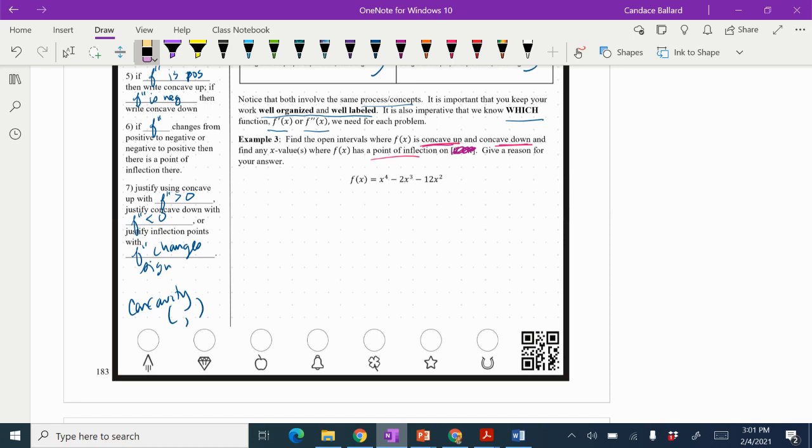In this video, we're going to talk about topic 5.6, example 3, and we're going to notice that we need to find the open intervals where we are concave up and concave down, and find any x values where we have a point of inflection, and then give a reason for our answer.